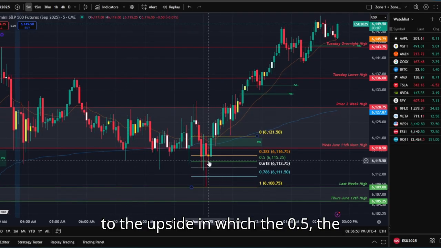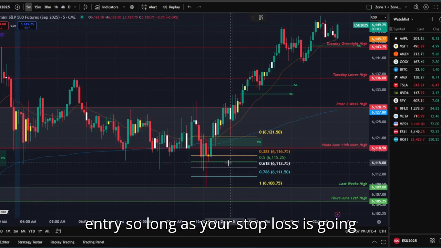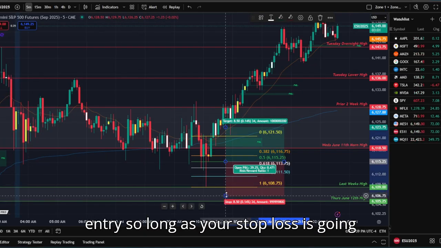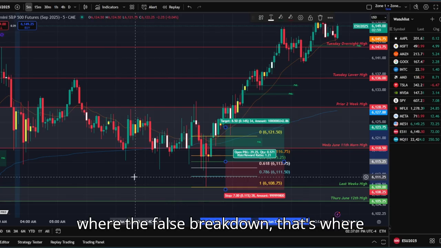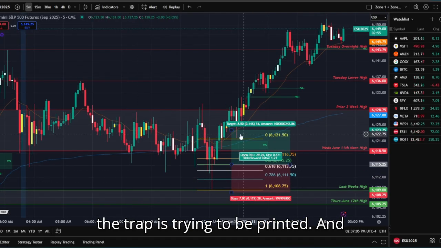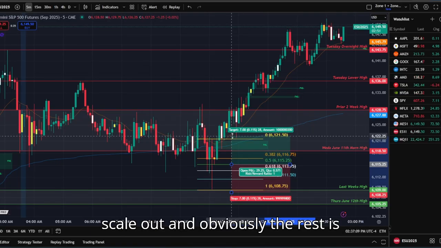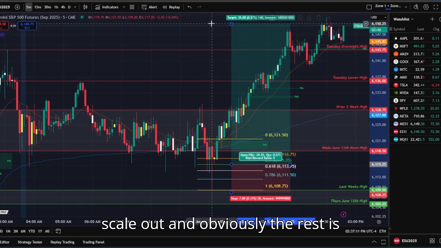In which the 0.5, the 0.382, there's no wrong option here for entry, so long as your stop loss is going behind the low of day, because that's where the false breakdown, that's where the trap is trying to be printed. And then from here, your 1 hour target gets hit quite nicely. That's where we want to scale out, and obviously the rest is history.